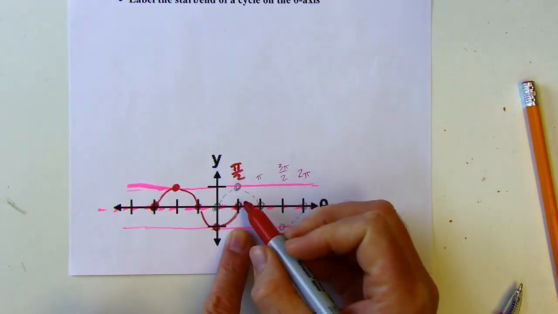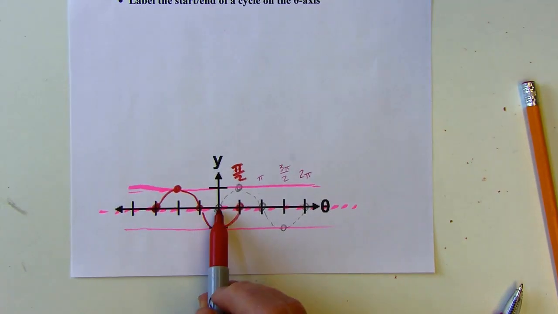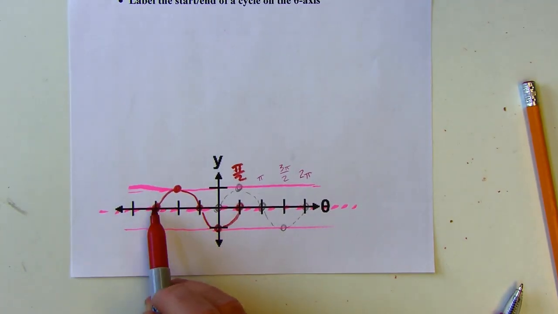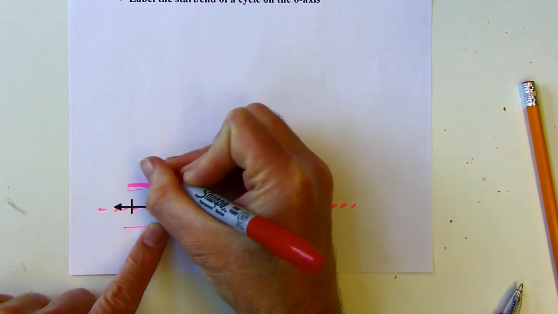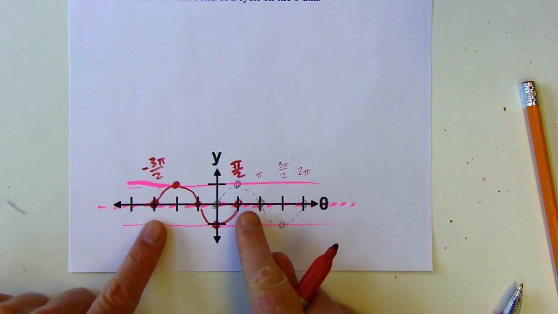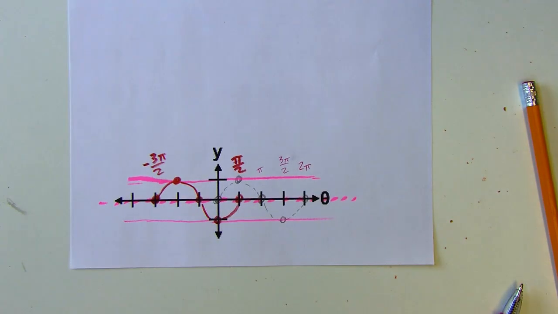Okay, so you don't need to necessarily label every single tick, but you'd want to label the start and end of your cycle. Okay, so I've already got the end labeled as pi over 2, so let me just emphasize that there. Okay, and then I know each tick is pi over 2, so I'm going 1 pi over 2, 2 pi over 2, 3 pi over 2 to the left, and since I went to the left, negative 3 pi over 2, and there we go. Okay, and there's my graph.